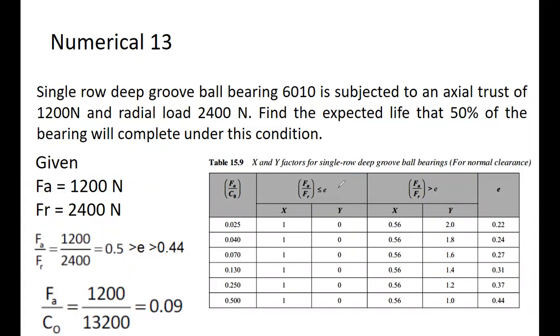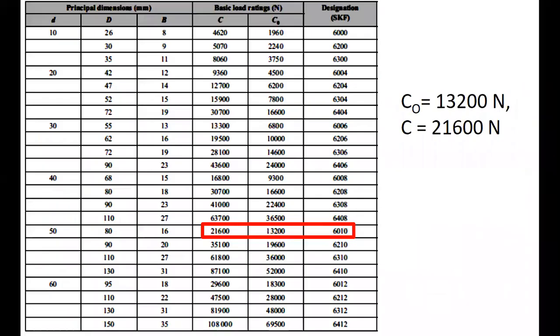Now, 6010 is our ball bearing. I can find out FA by FR, but I cannot find out FA by CO. I do not have the CO value. Then what to do? In front of this 6010 bearing number, you can go to the table and find out the CO value. Let's go and do that first, then find out the ratio.